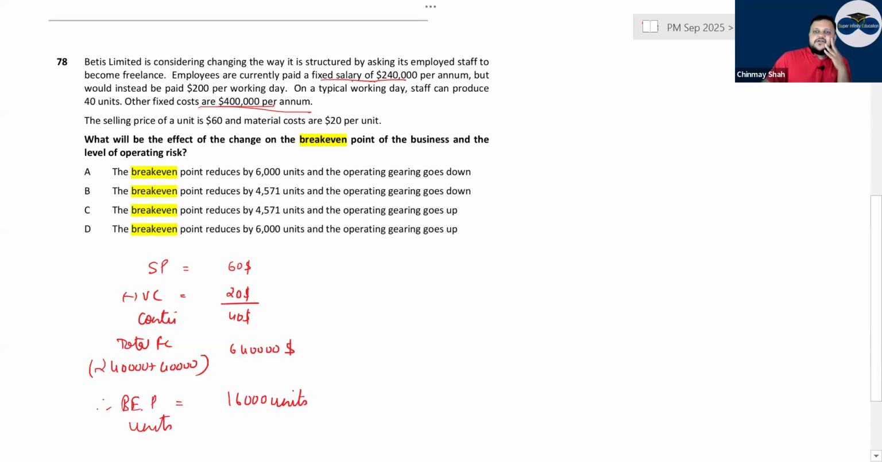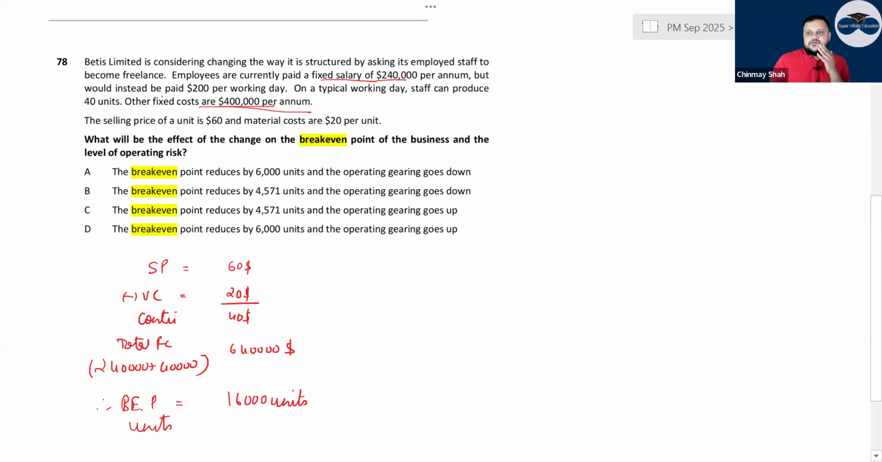Employees are currently paid a fixed salary of 240,000 per annum, but now you are going to switch it to $200 per working day, correct? On a typical working day, staff can produce 40 units. Other fixed costs are 400,000. Other fixed cost means what? Other than the 240,000, or total 400,000? Other than 240,000. So total fixed costs are how much then?